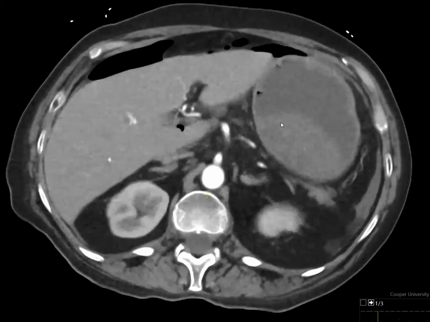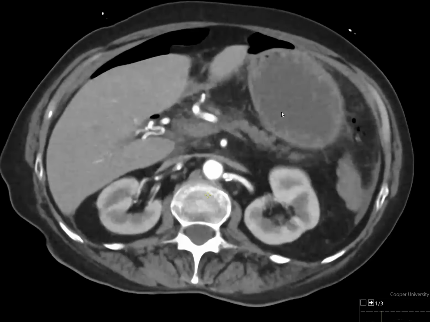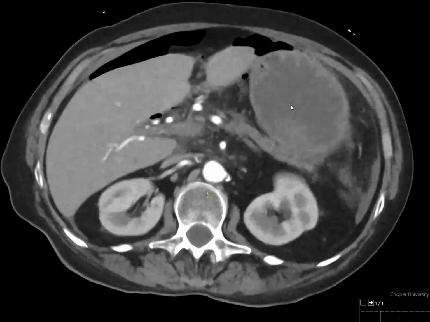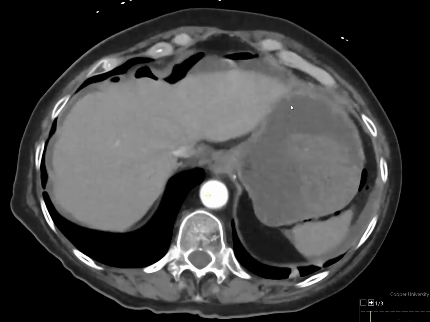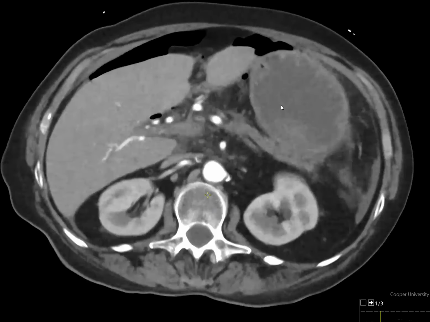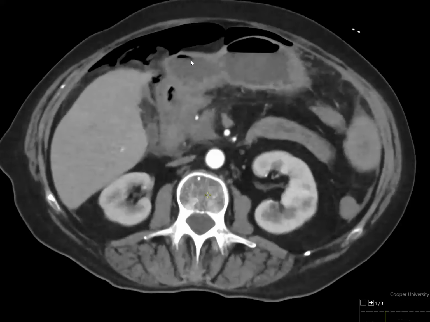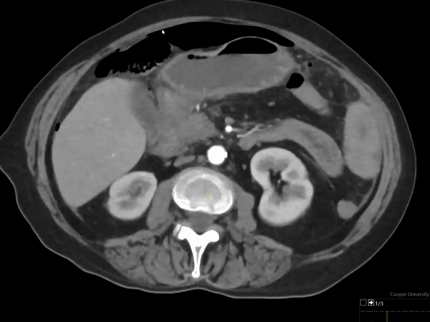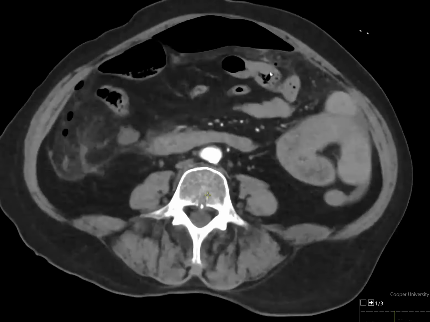This patient presented with severe pain in the upper abdomen, and the CT scan was done to evaluate for the cause of pain. And as you can see, the patient has a distended stomach, likely secondary to eating food, and there is free air in the anterior part of the abdominal cavity.